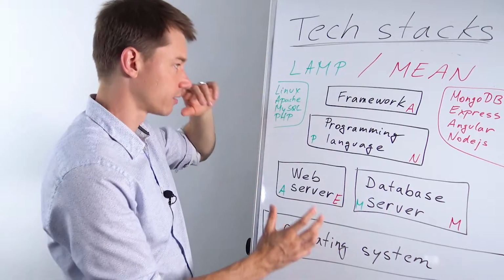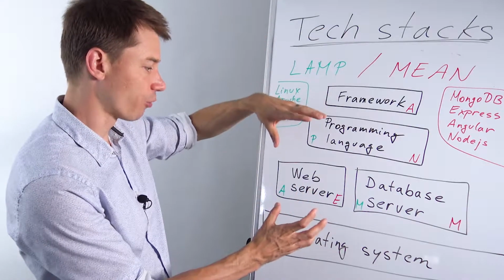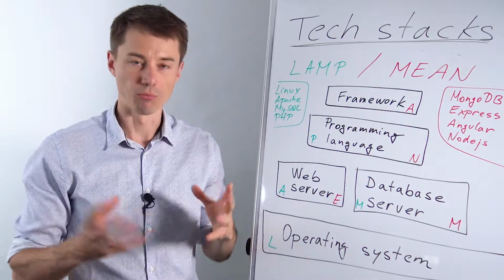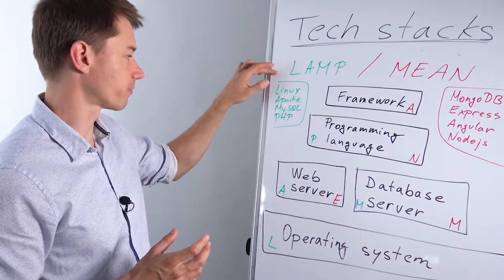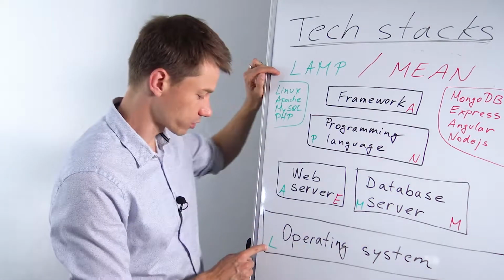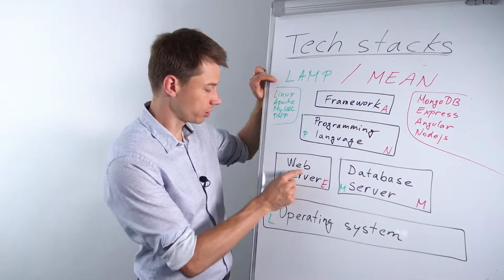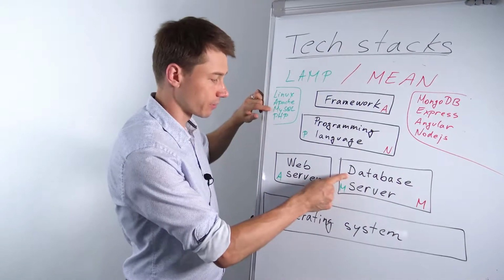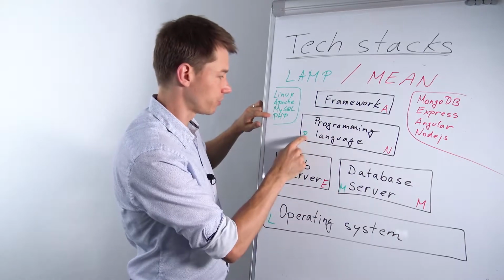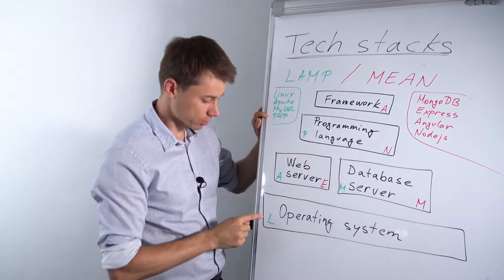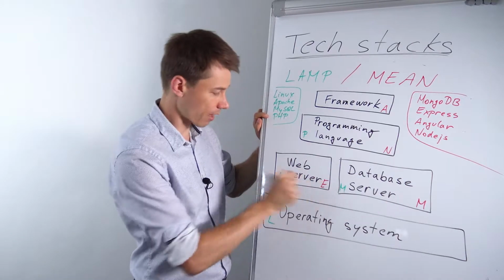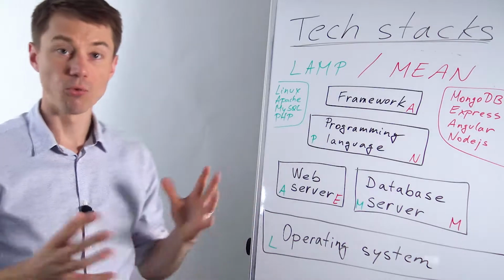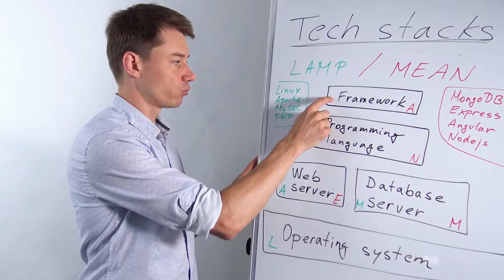So a tech stack, technical stack, is a combination of the most popular modules. For example, LAMP. LAMP stands for Linux as an operating system, Apache as a web server, MySQL as a database server, and PHP as a programming language. Okay, so that's why LAMP. So suddenly you have a tech stack, which is one of the most popular ones. It doesn't define which framework to use.